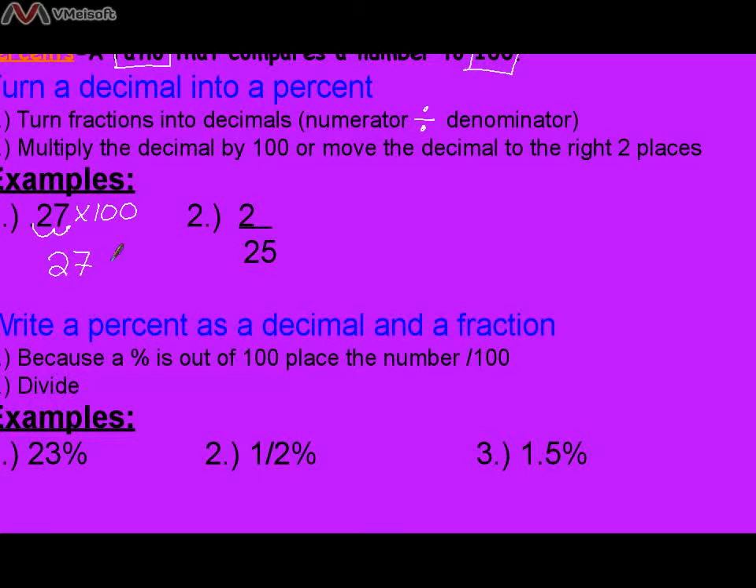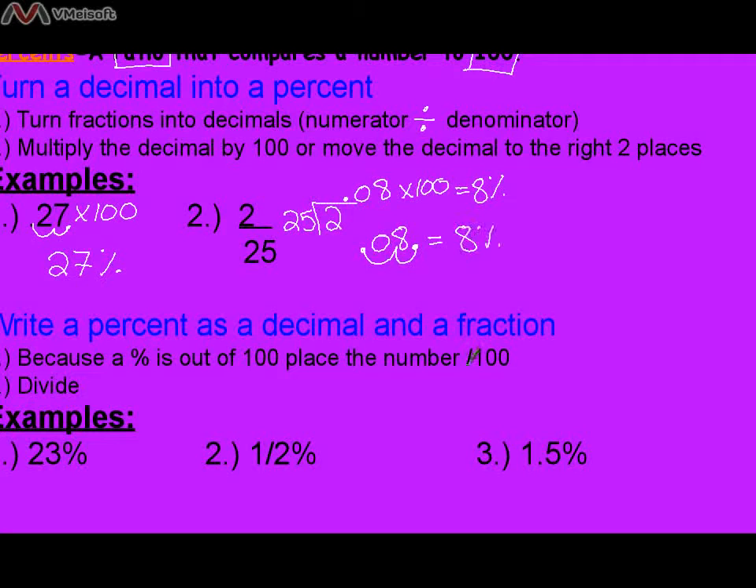For number 2, we start with a fraction, so first I need to do 2 divided by 25. So we do 2 divided by 25, and 2 divided by 25 is going to give us 0.08. Now that we have our decimal, we're going to multiply that by 100 and get 8%. Or you could have taken 0.08 and moved the decimal place 2 spots to the right to get 8%.